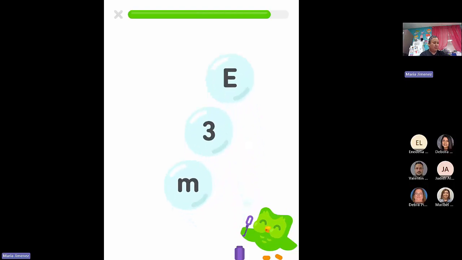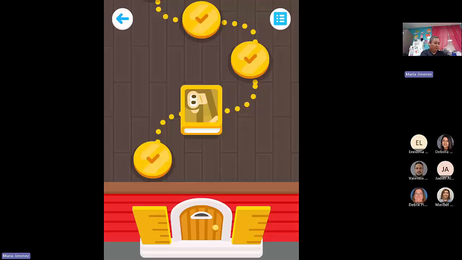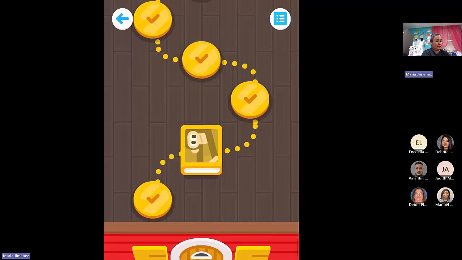But it would do the same thing. Tap on the letter M every time you see it. So here they're supposed to know letter recognition. M. M. So this is the level 1.